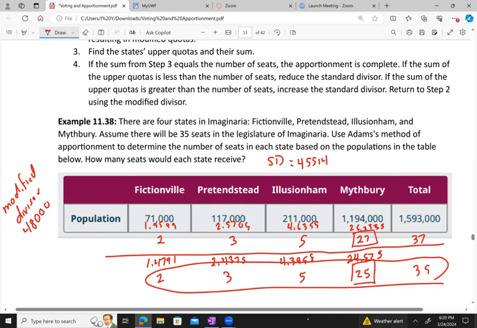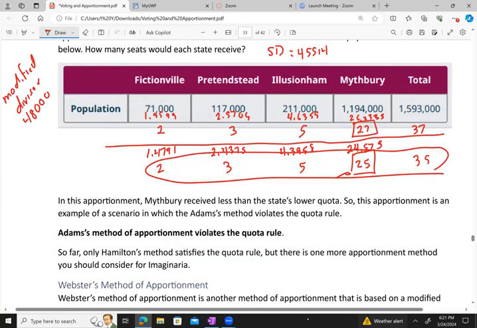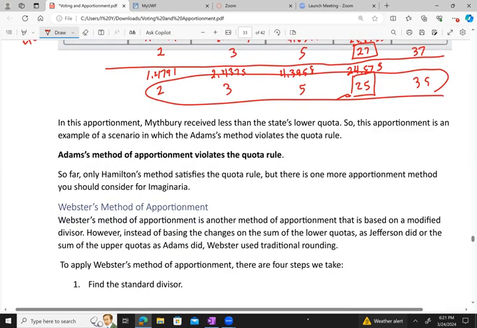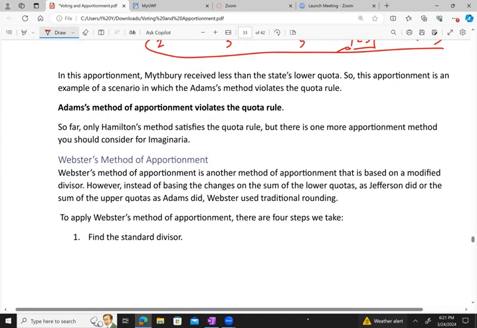And again, look here. If the upper quota is 27, the lower quota is 26. However, we're assigning 25. In this apportionment, Miss Berry received less than the state's lower quota. So this apportionment is an example of a scenario in which Adams' method violates the quota rule. Adams' method of apportionment violates the quota rule. So far, only Hamilton's method satisfies the quota rule.